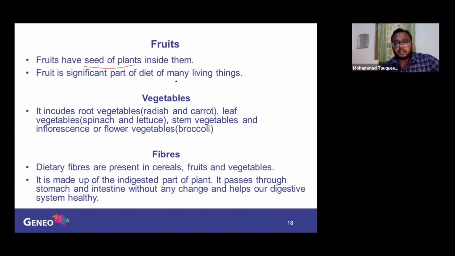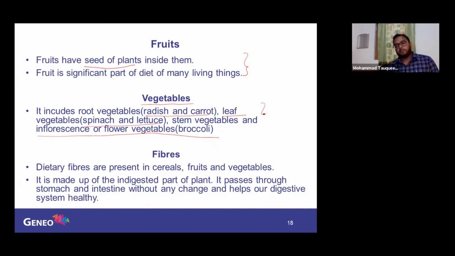Food is a significant part of the diet of many living things. I hope it is very clear. No need to go too deep. We consume food because it has many minerals, vitamins and nutrients. Vegetables we also consume in daily life. It includes root vegetables like radish and carrot, which I explained in the root system, leaf vegetables like spinach and lettuce, stem vegetables, and inflorescence or flower vegetables like broccoli.